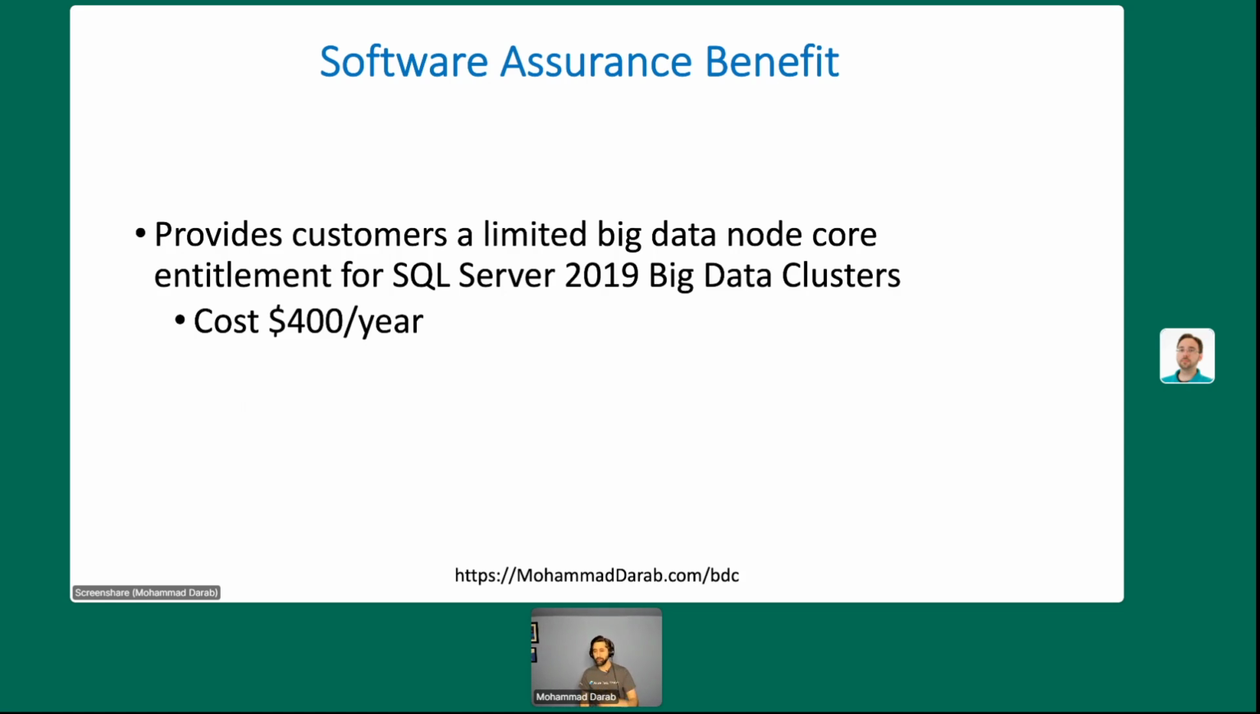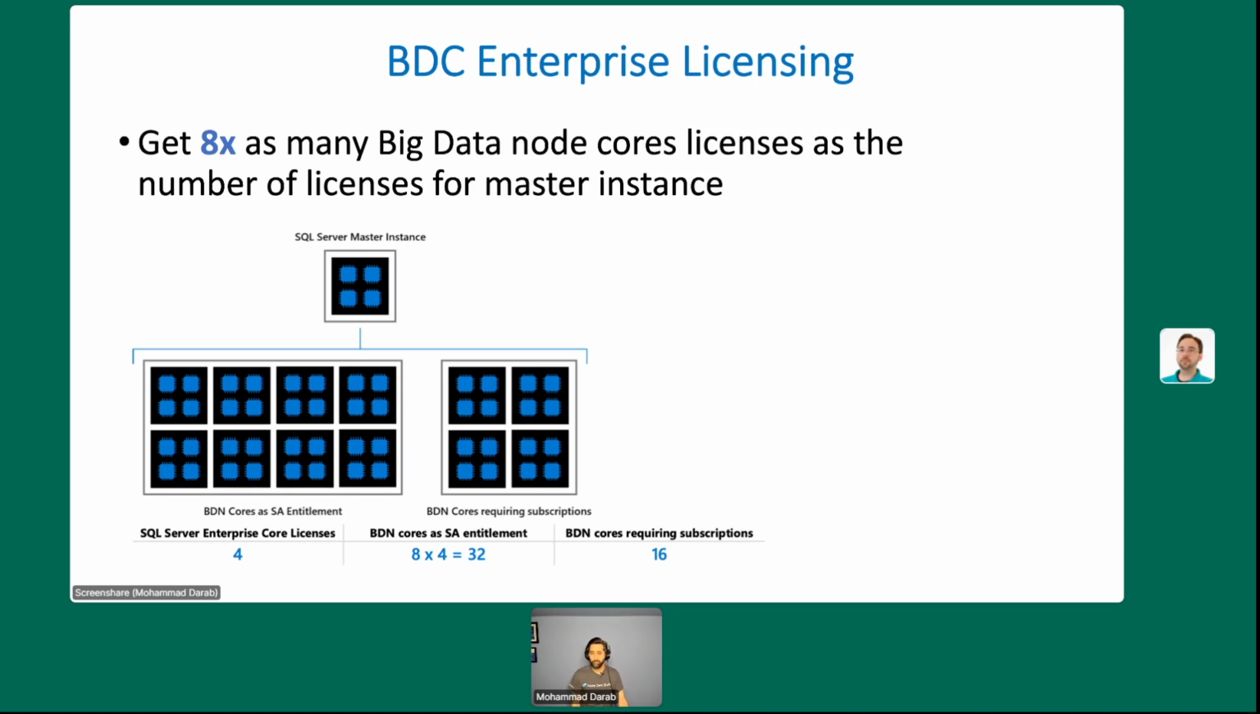Now let's get a visual to that so you see what I am talking about here. So for enterprise, BDC enterprise licensing, if you got your core licenses and you have your software assurance, you get 8 times that. So 8 times whatever core licensing you have for your master instance, 8 times that, you are entitled that many core licenses to distribute among your big data nodes, they call them.